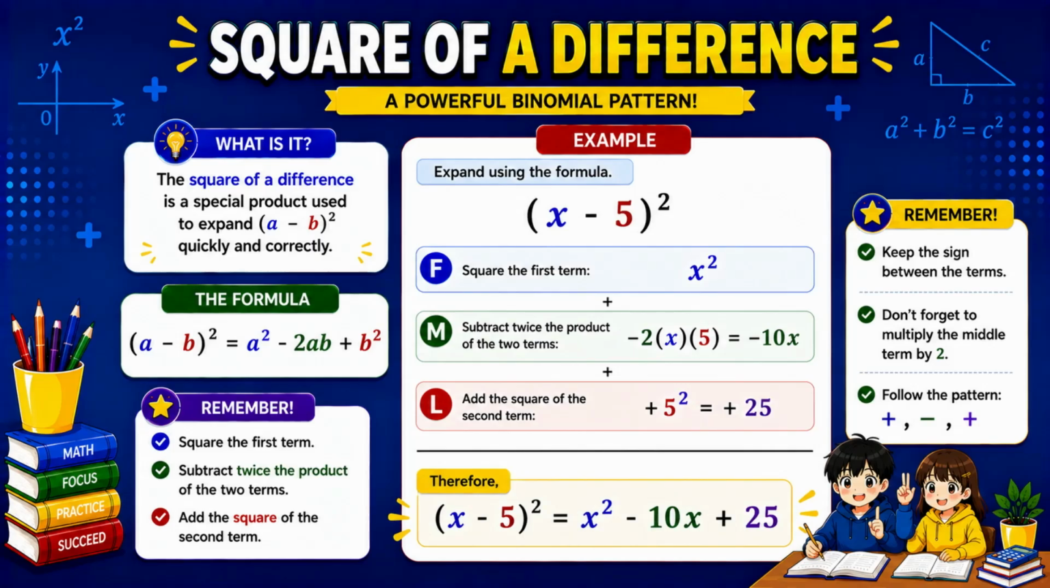The square of a difference follows a similar pattern. Square the first term, subtract twice the product, and add the square of the second term. Therefore, x minus 5 squared becomes x squared minus 10x plus 25.